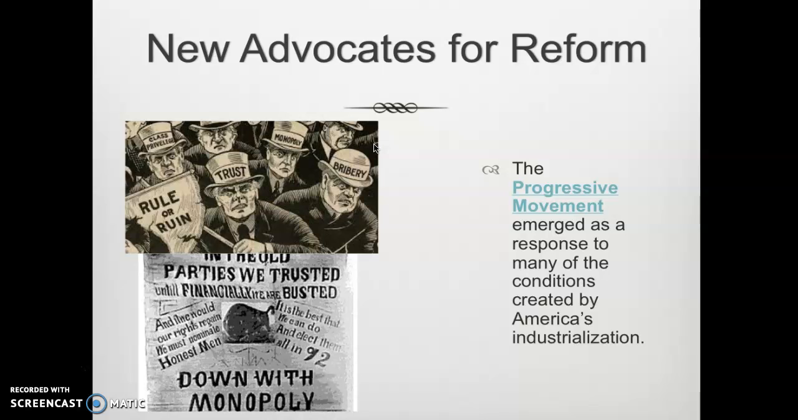So the progressive movement emerges as a response to these conditions with various successes and failures.